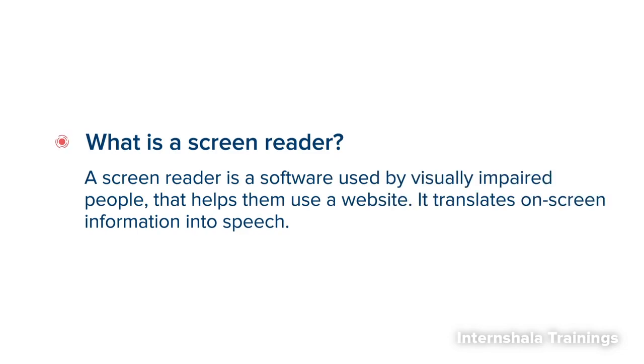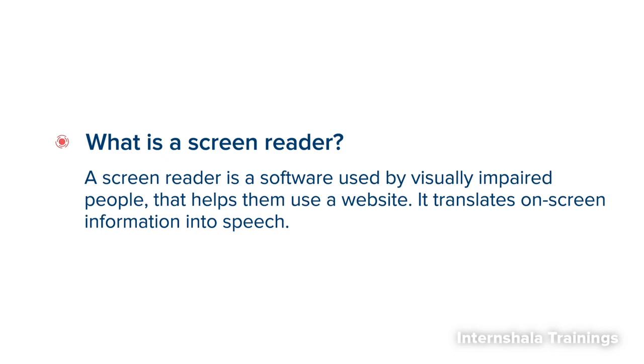A screen reader is a software used by visually impaired people that helps them use a website. It translates on-screen information into speech. So if you use a screen reader for this code, it will give more importance to the strong text and will read in a different tone.